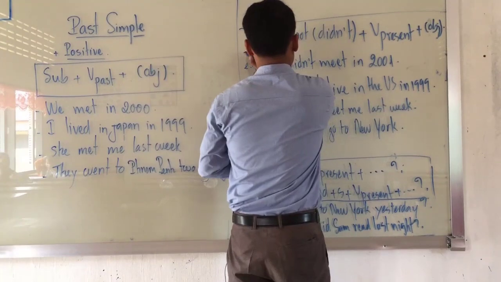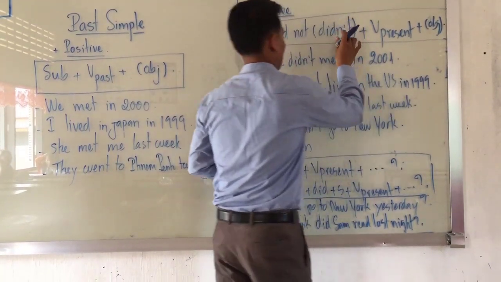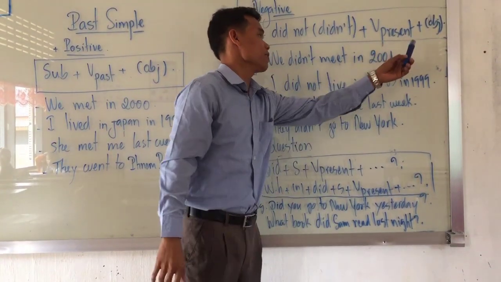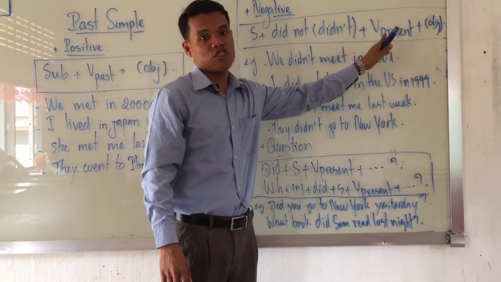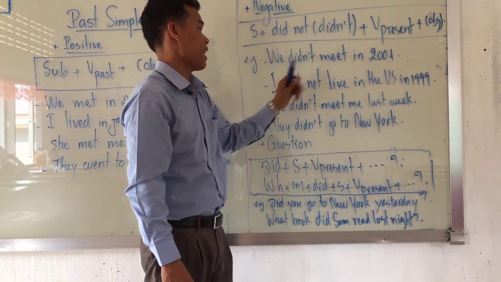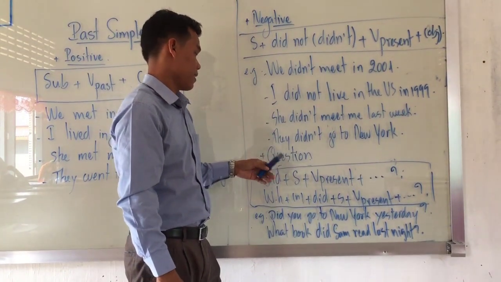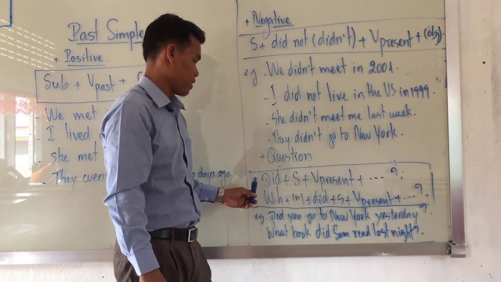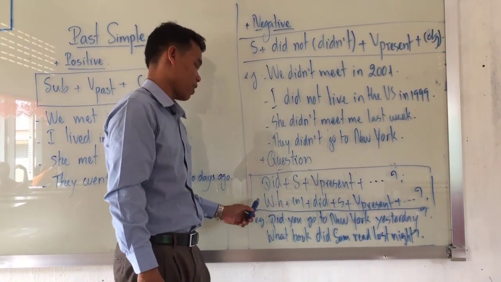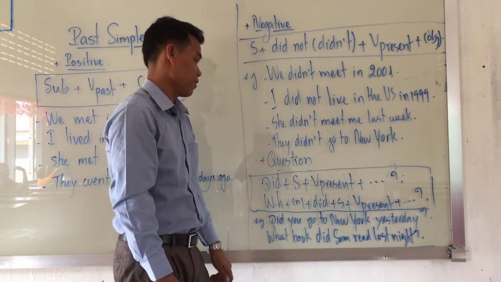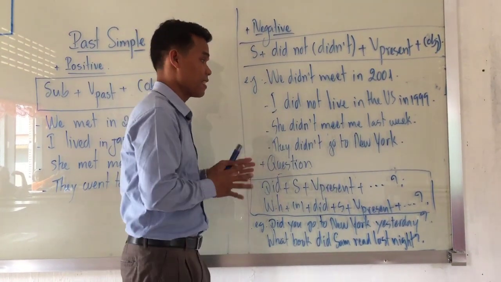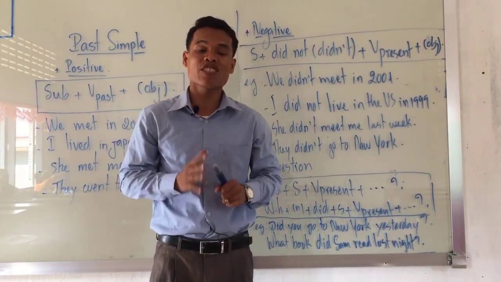Negative, we have subject plus did not or didn't, verb present, object is optional, but the verb here is changed to present because we have did as auxiliary verb already. Question, we have two: yes no question and information question or WH question, sometimes without a noun, sometimes with a noun. This is the form of past simple.